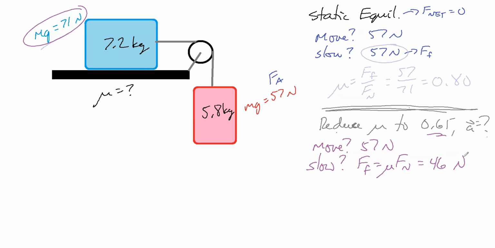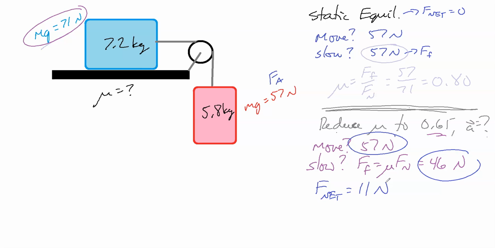So let's piece things together. I've got 57 trying to move it. I've got 46 trying to slow it down. So I'm just going to subtract the two, and then my net force would just be the difference, which would be 11 newtons. 57 take away 46 is 11 newtons. So I've got 11 newtons of net force.